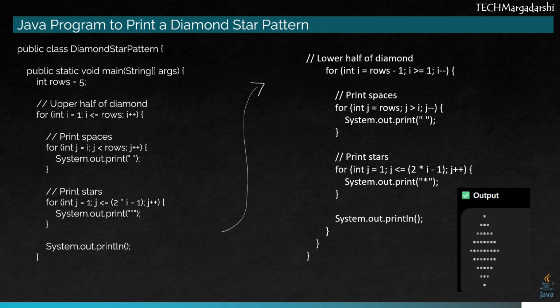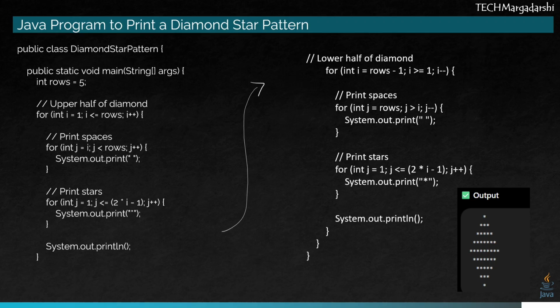Now let's learn how to print a diamond star pattern in Java. A diamond pattern consists of 2 parts, an upper pyramid and a lower inverted pyramid. We use nested for loops to control the spaces and stars in each part. In the upper half, the number of stars increases from 1 to 9 while the number of spaces decreases. In the lower half, the process is reversed.